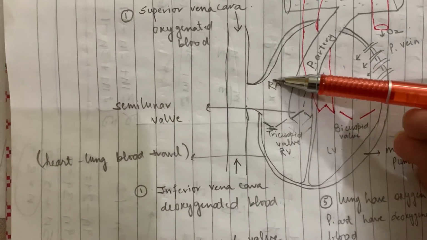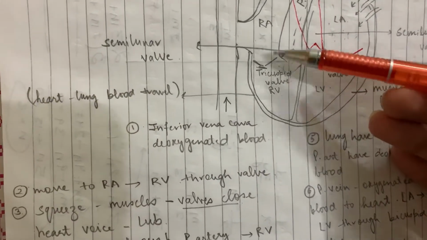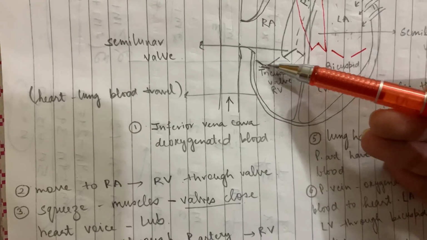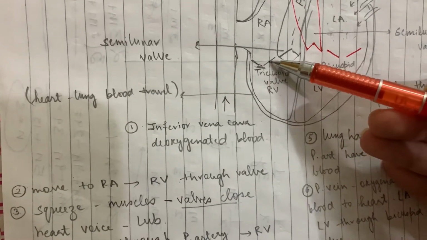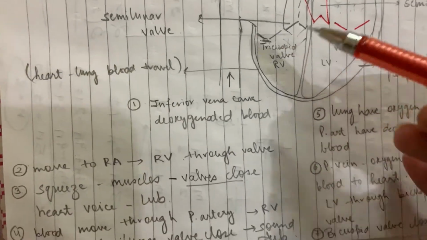So from the right atrium it moves to the right ventricle through valves. Now see, these are the valves. It has 3 cusps, that is why it is called the tricuspid valve.